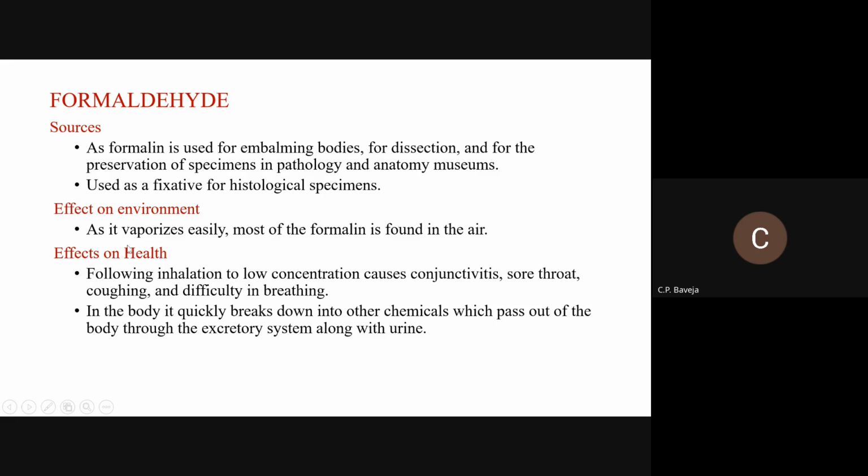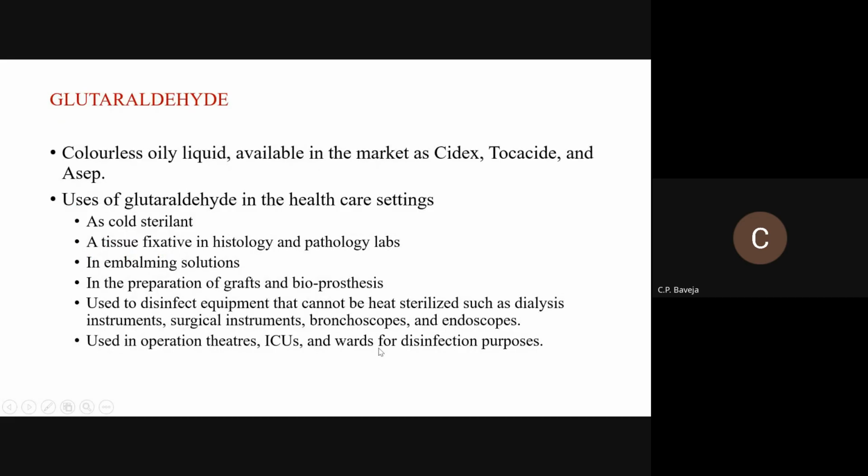Effect on environment: as it vaporizes easily, most of the formalin is found in the air, so vapors are there. So vapors come in the air and a person inhales, and then there is an effect on the health. Effect on the health: following inhalation of lower concentration causes conjunctivitis, sore throat, coughing, and difficulty in breathing. In the body, it quickly breaks down into other chemicals which pass out of the body through the excretory system along with urine.